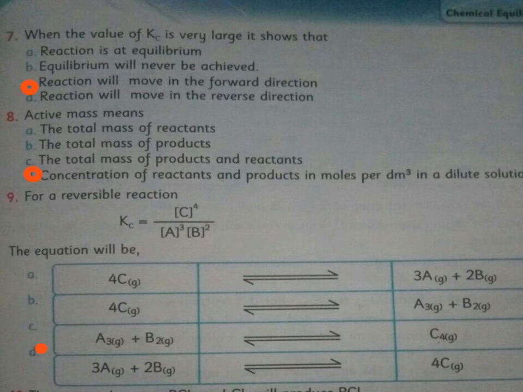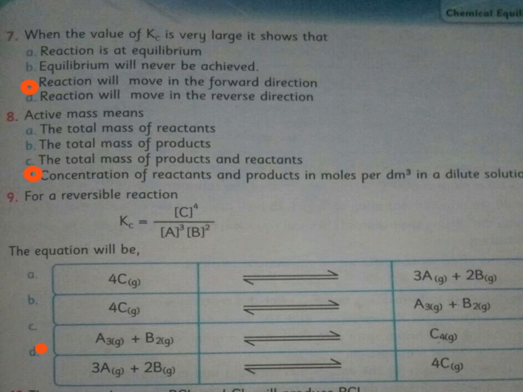Okay, the 9th one is for a reversible reaction. This is the Kc expression for the reversible reaction mentioned below. Kc is equal to the concentration of C, and this 4 shows the 4 moles, divided by the concentration of A, and this 3 shows 3 moles, and the concentration of B, and this 2 shows 2 moles of B. Okay, the first option is: 4 moles of carbon will react and will give us 3 moles of A and 2 moles of B.